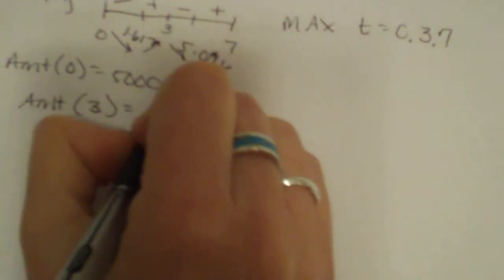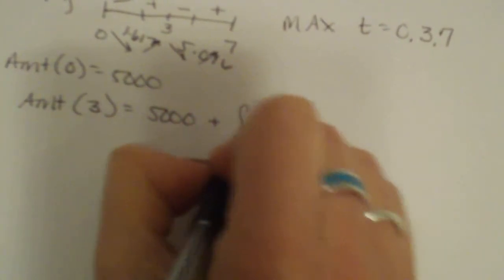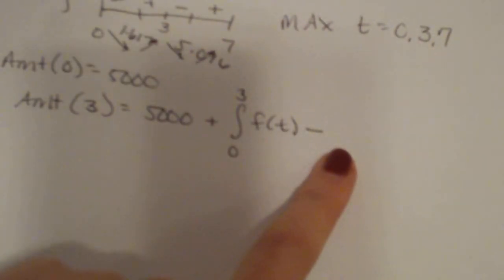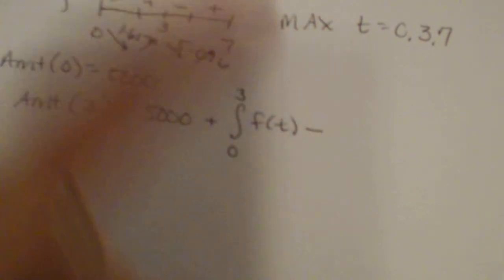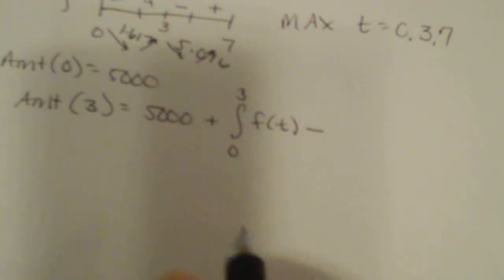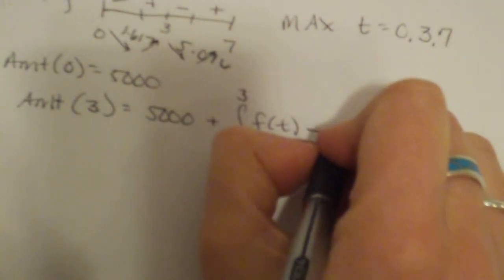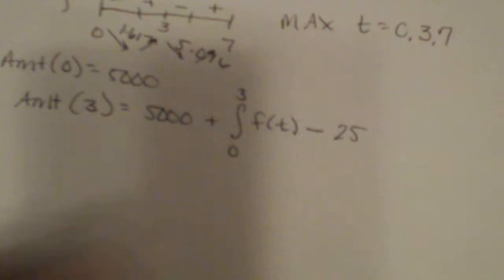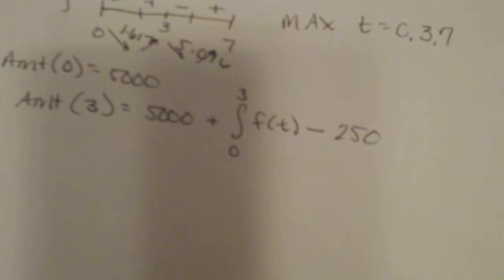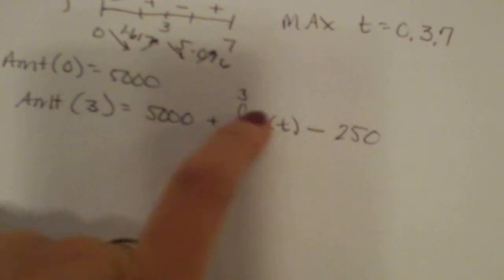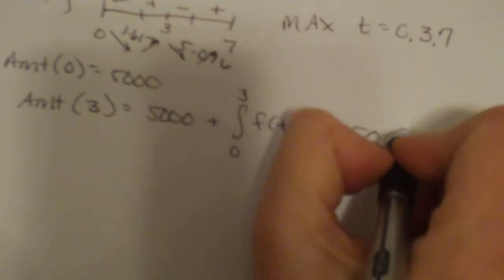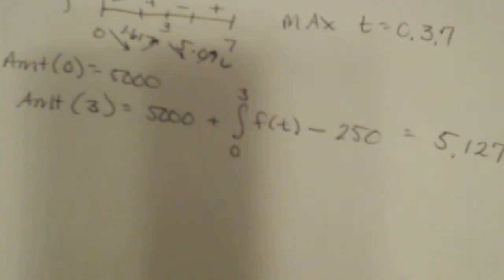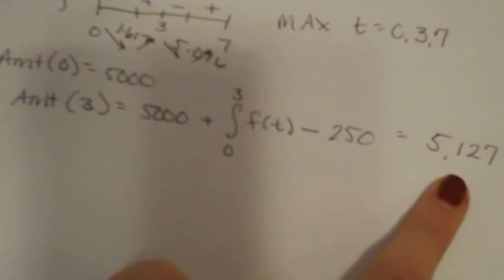Now the amount of water in the tank after 3 hours. Well, let's think. 5,000 plus the integral from 0 to 3 of the water going in minus the water going out. Now this is the trick. The water going out is a piecewise function. From 0 to 3, the water going out is 25. Let me double check that number. I'm sorry, it's 250. I knew something was off there. So I need to do 5,000 plus the integral of f of t minus 250. And when I do this, I get 5,127. So that's going to give me how much water is in the tank after 3 hours.